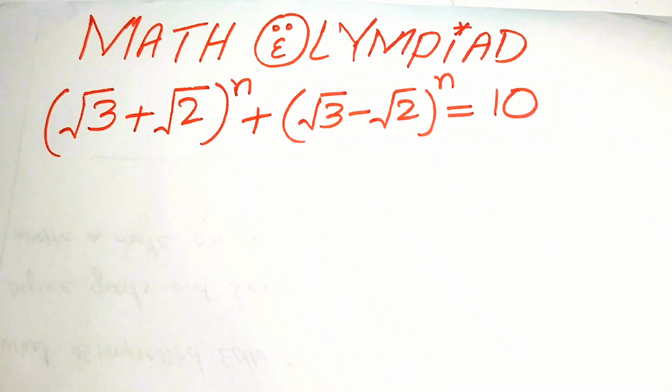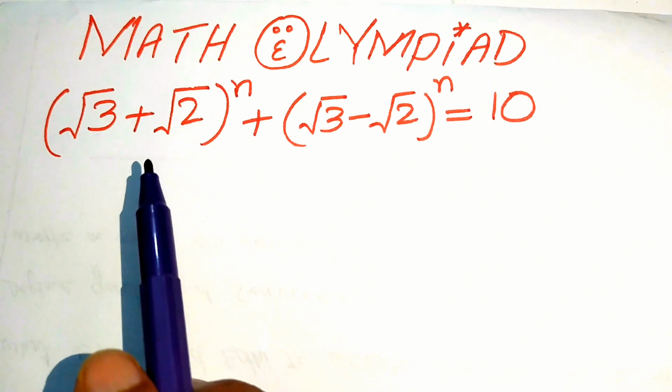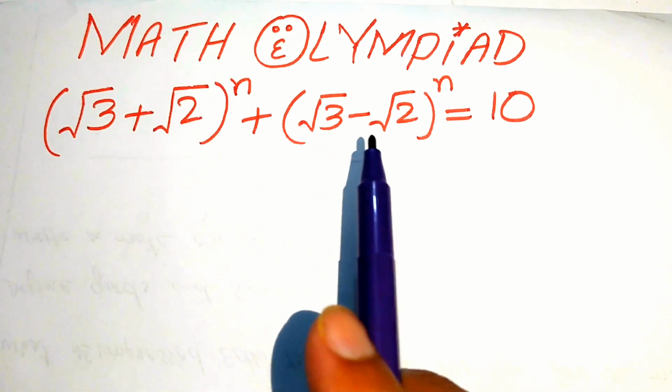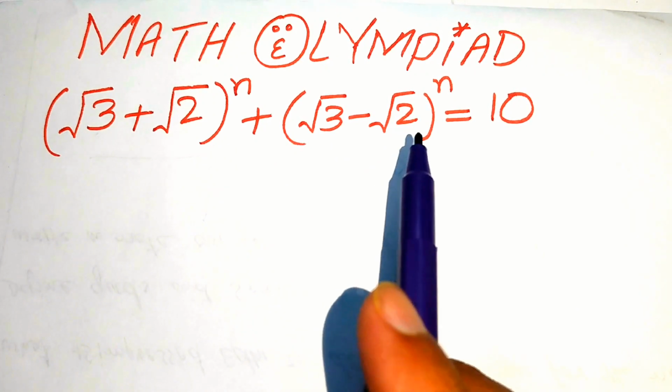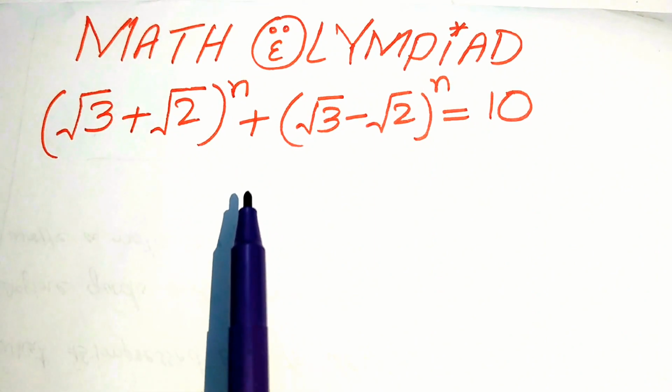Hello everyone, welcome to solve this math Olympiad algebra problem. Here we have (√3 + √2)^n + (√3 − √2)^n = 10. So here we solve this problem for the values of n.